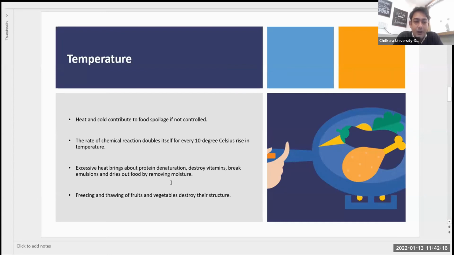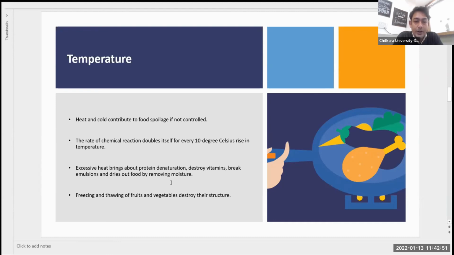Excessive heat brings about protein denaturation. You can observe this at home also. When you cook an egg and cook it for a longer time, there will be denaturation of protein, and that egg will not be consumable at a certain temperature. So it is important that whatever food product we are cooking, we should cook at the right temperature so that there is no denaturation.